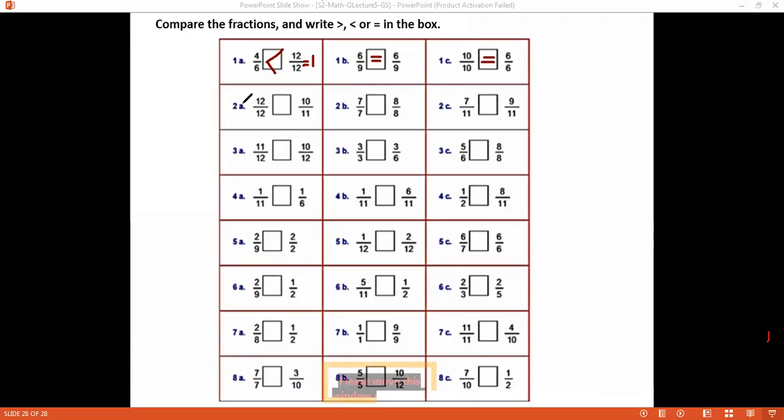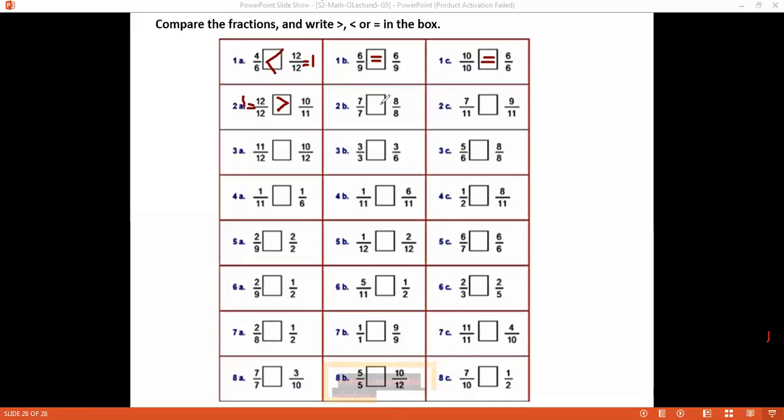Yes. 12 over 12 and 10 over 11. 10 over 11 is greater. 10 over 11 is less than 1, while 12 over 12 is equal to 1. So what do you think? This one, 12 over 12. Very good, Rana. Yalla Ali.